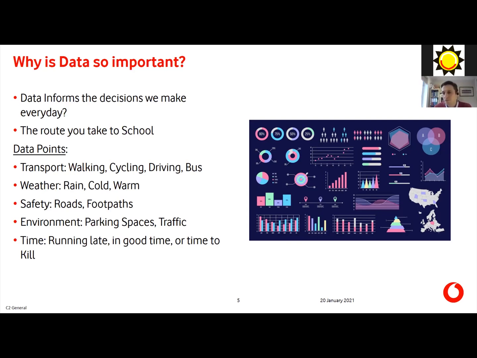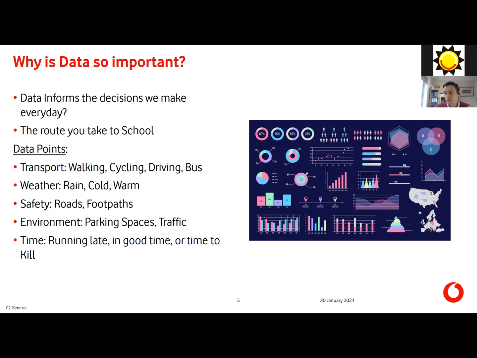The weather's going to influence that decision. Is it raining? Is it cold? Is it warm? You're more likely to want to walk if it's warm. If it's raining, you're less likely going to want to cycle because it'll be slippery, wet, and you'll get all mucky. And then there's a safety element. Am I going to take the roads, footpaths? What are the roads like?